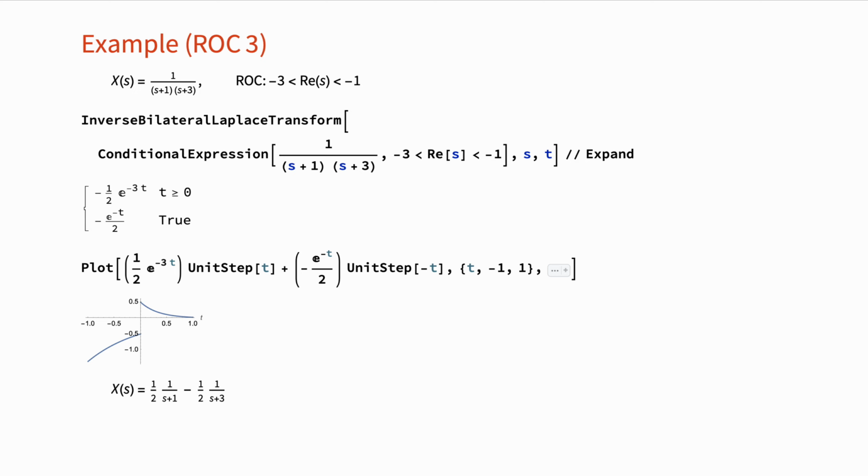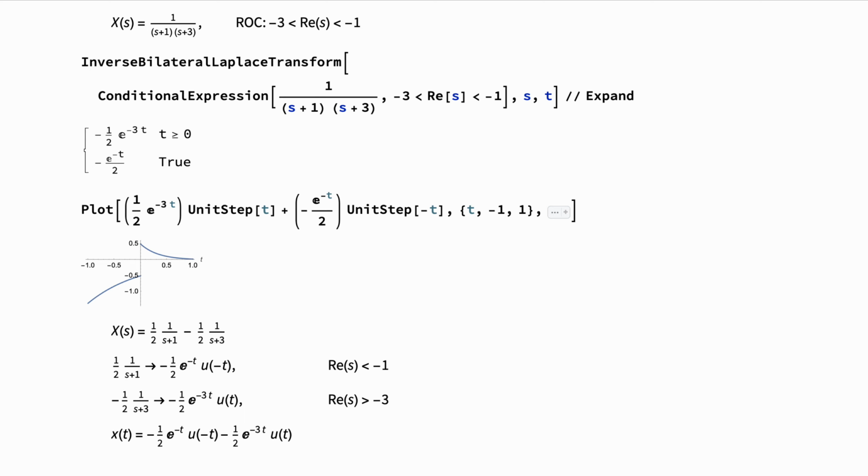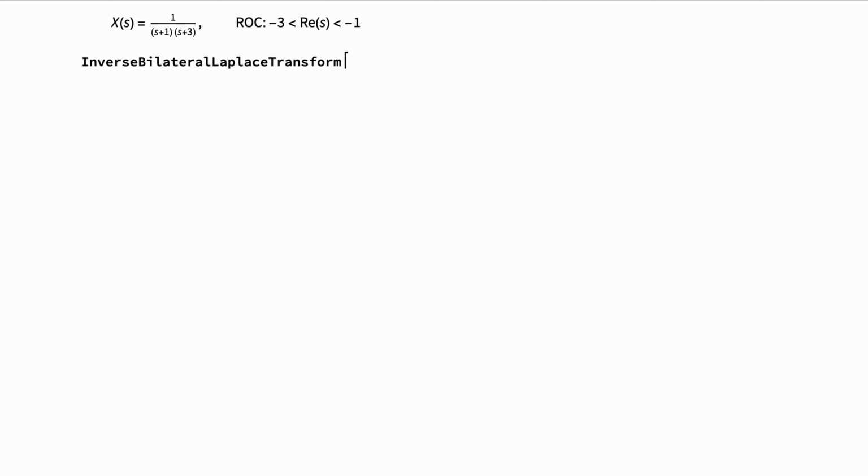And again, finding the inverse Laplace transform by hand, given the expansion of the Laplace transform, we use the transform pair with the left-sided signal for the first part of the Laplace transform and the other transform pair for the second part of X(s). Adding these two expressions, we get x(t).